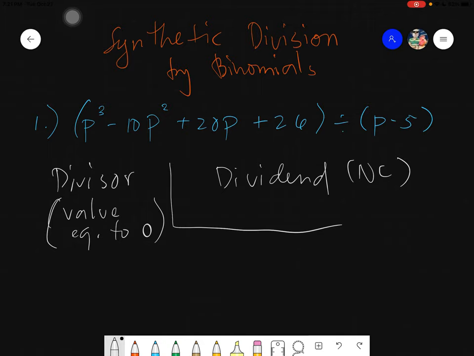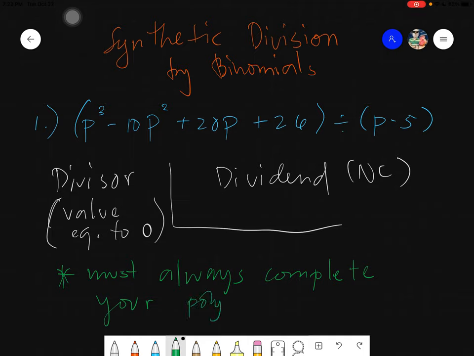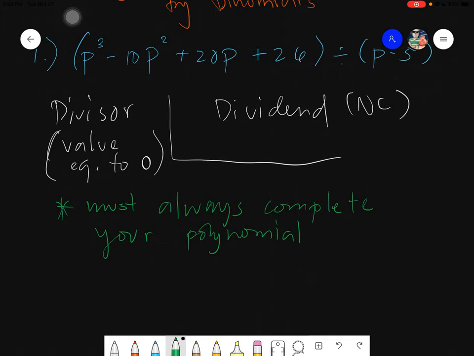Okay po? And then again, we will have a side note, po. Just a side note that you must always complete your polynomial. In a sense, kailangan siyang kompleto. Dapat po, ganito yung structure niya.